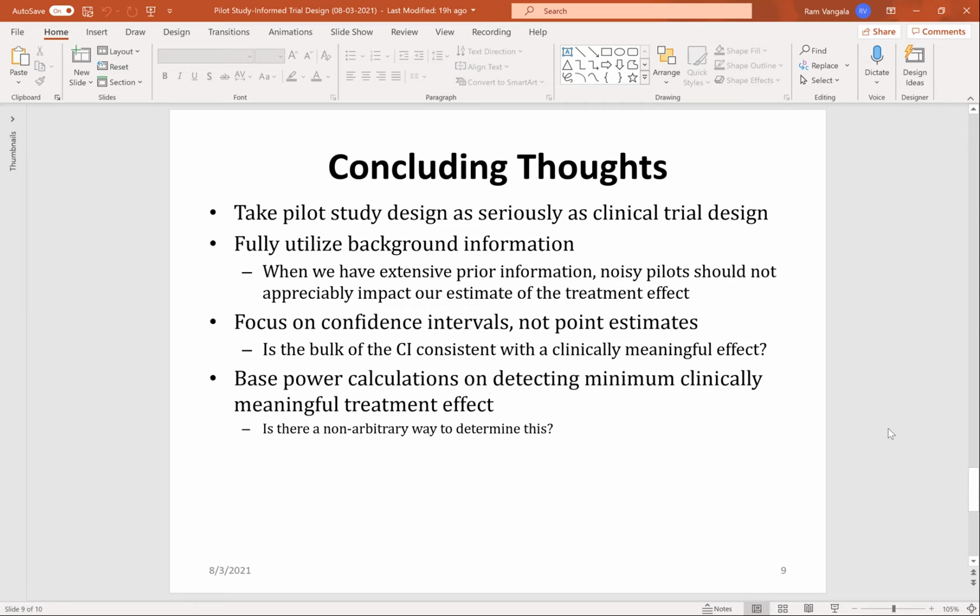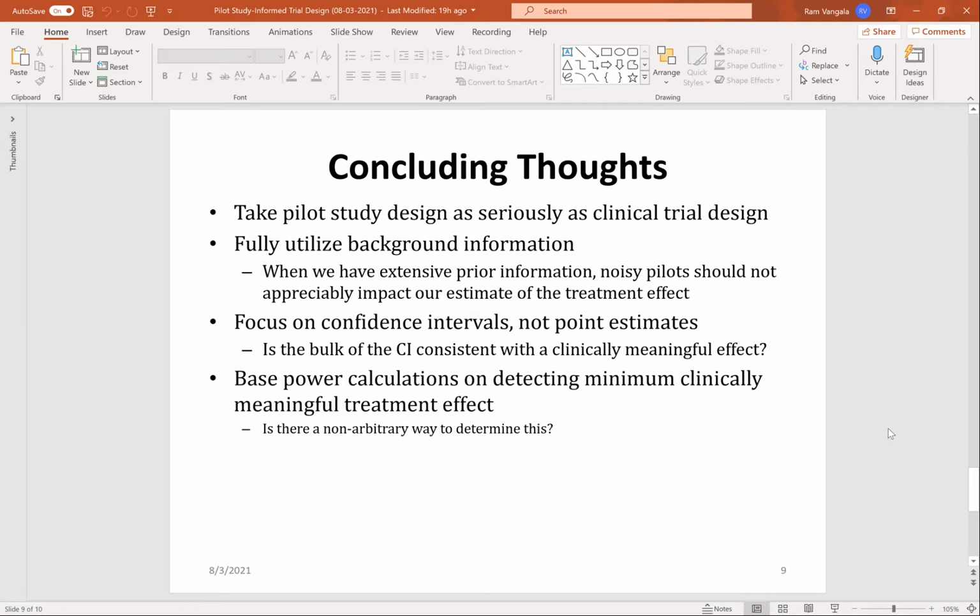There, my advice is don't focus on the point estimate for the treatment effect. Focus on the confidence interval because the confidence interval also incorporates the uncertainty. And the whole issue with pilot studies is that they're very uncertain. The point estimate masks that. It gives you the illusion that you have some idea of what the treatment effect is, but a really wide confidence interval is an indication that you actually have no idea what the treatment effect is.